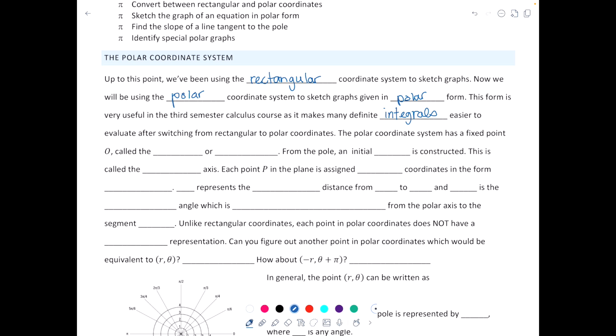The polar coordinate system has a fixed point, O, called the pole or origin. From this pole, an initial ray is constructed. This is called the polar axis.